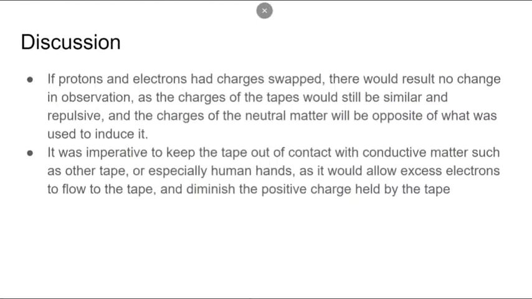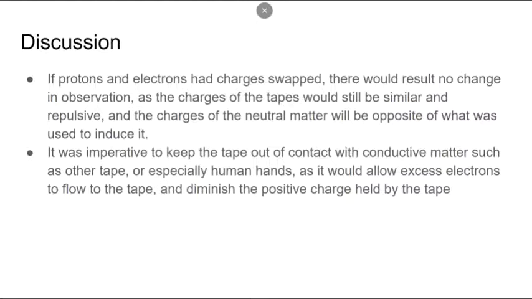If electrons and protons had their charges swapped, there would result no change in observation of the experiment, because the charges of the tape would still be the same and would therefore repel each other, and the charges of the neutral matter that the tape stuck to would be opposite of what was used to induce it, the tape, and therefore it would still stick to neutral matter.